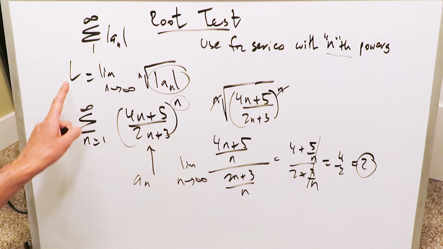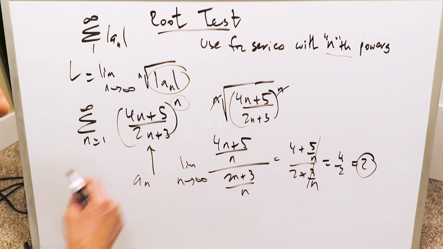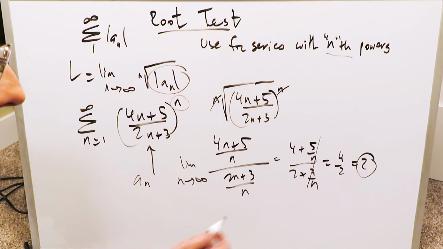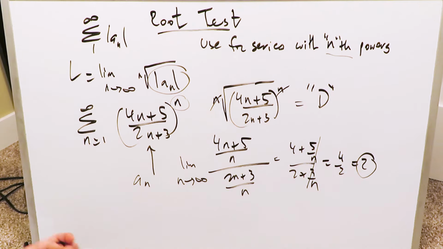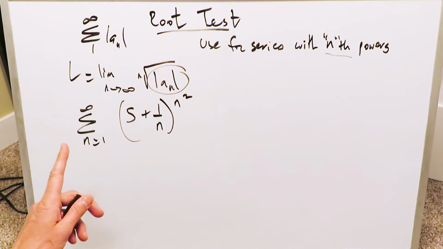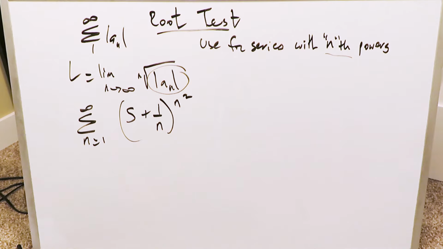That 2 represents your L value. Here you're getting an L value of 2. Since this L value here is larger than 1, we're looking here at a good case of divergence, and this series is divergent.